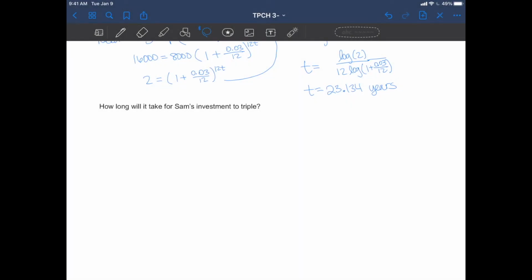Okay, so why don't you pause the video and try to figure out how long it will take for Sam's investment to triple. Okay, how long will it take for Sam's investment to triple? Go ahead, pause it, try it on your own, get to a final answer, and then start the video again, and I will show you how long it takes.